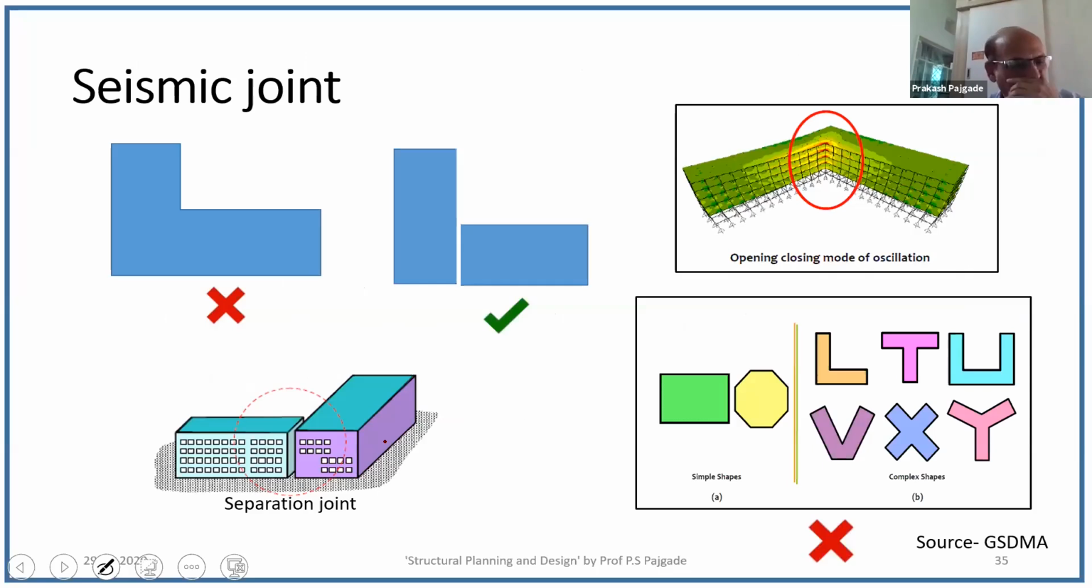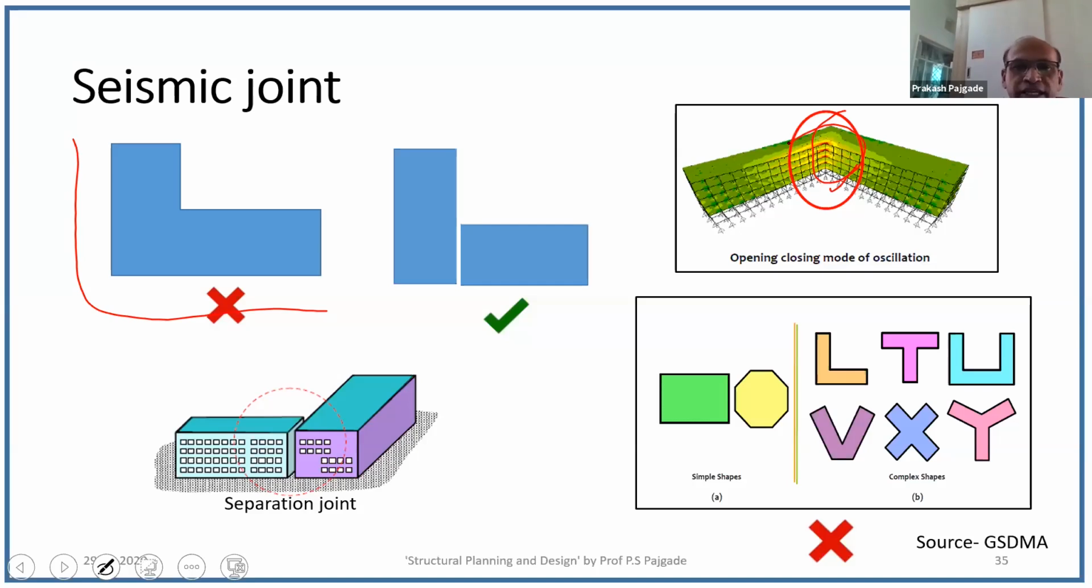Now many a time planning will be done by the architect. There are various principles. If we follow these principles, then the building will be better. But many a time it is not possible. So as a designer, we can make some changes. Suppose an L-shaped building is required. Then we can observe that at this junction there will be stress concentration and failure is possible at the junction.